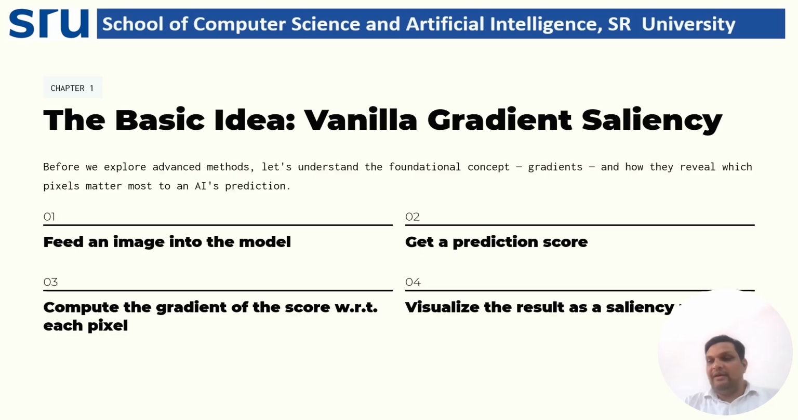We can say that we input an image and get a prediction. Then we compute the gradient, which tells us how each pixel influences the result.